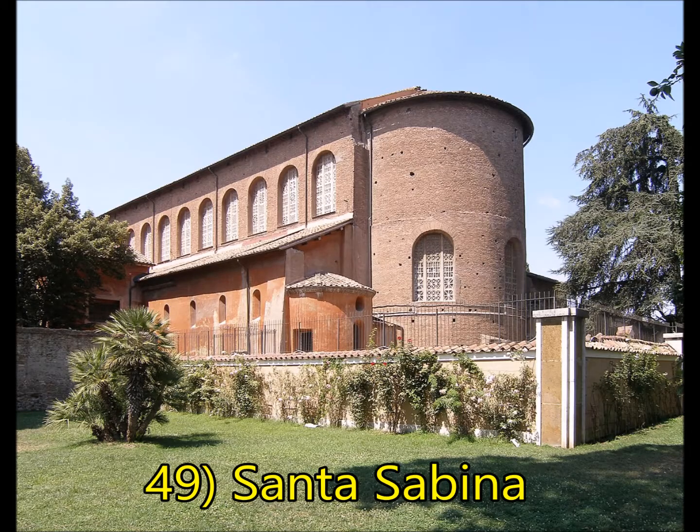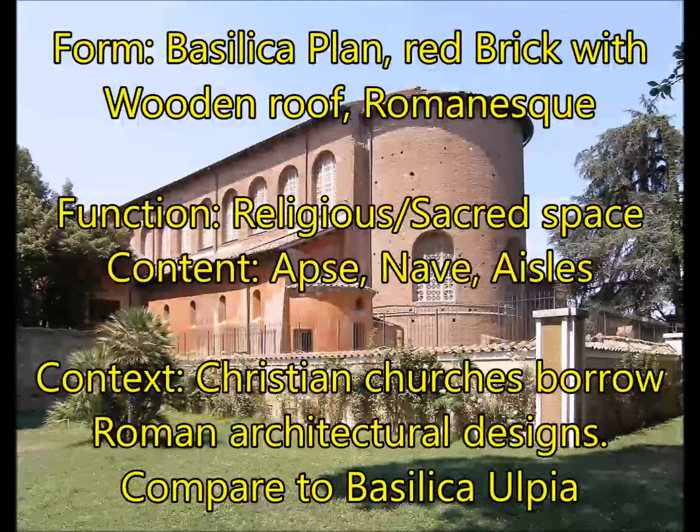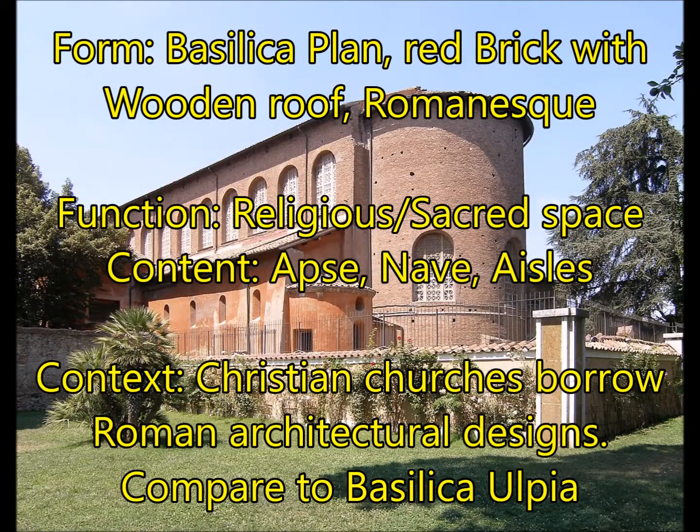Next up, you're going to have Santa Sabina. Santa Sabina is a church that is located in Italy, in Rome. For form, this is a basilica plan, and because of that, you can compare it to the Basilica Ulpia. However, unlike the Basilica Ulpia or other Roman basilicas, Santa Sabina was meant as a Christian sacred space, a place of worship, a church.